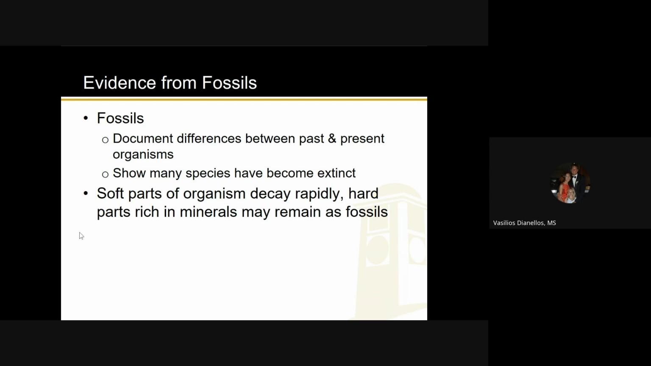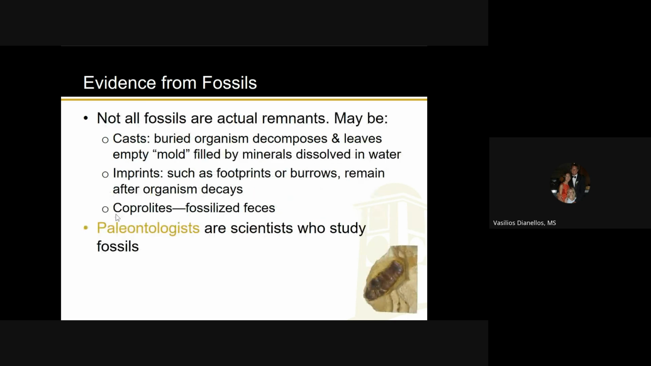So fossils aren't perfect though, and I'm going to dive into that a little bit deeper later. But for now, obviously, the soft parts of organisms decay too rapidly, so those parts don't get fossilized, generally speaking. And generally speaking, it's only the hard parts that are rich in minerals that remain as fossils. So that's why we see the dinosaur skeletons, for example. Anybody have any questions about this slide?